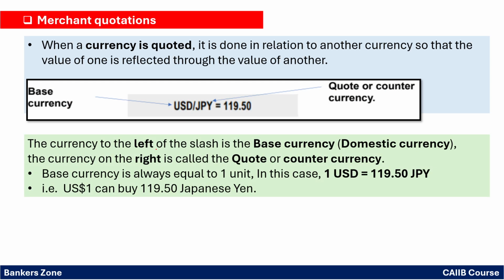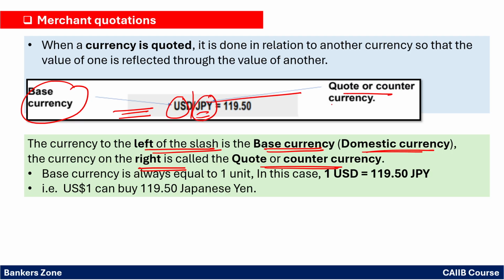The currency to the left side of the slash, we will call it the base currency, also called the domestic currency, right? The currency on the right side is called the quote or the counter currency. So for example, if I write USD/JPY, then the left side will obviously be your base currency, and the right side will be your quote or counter currency.